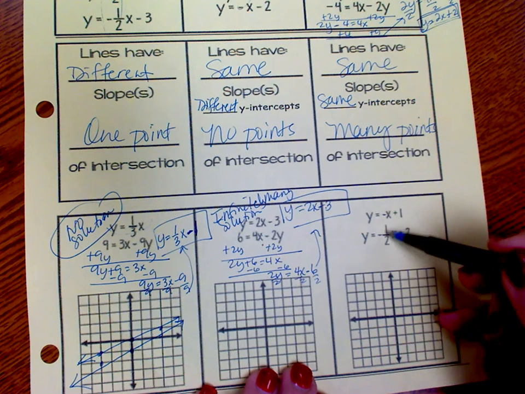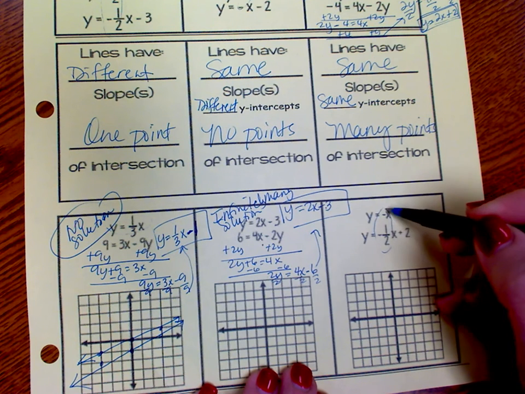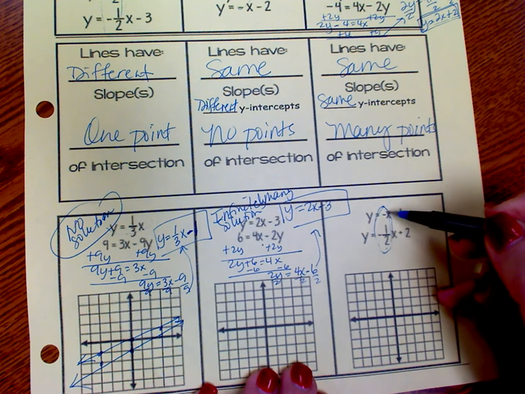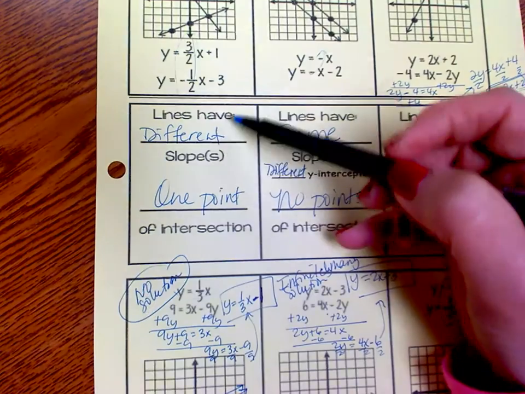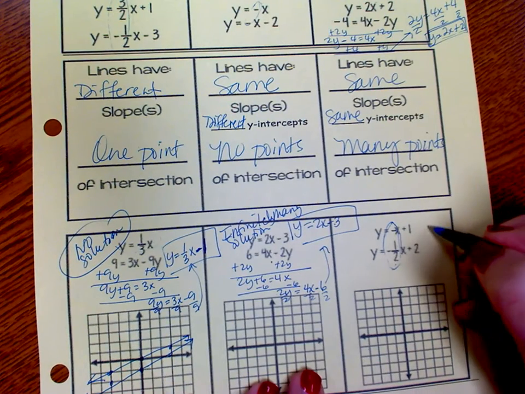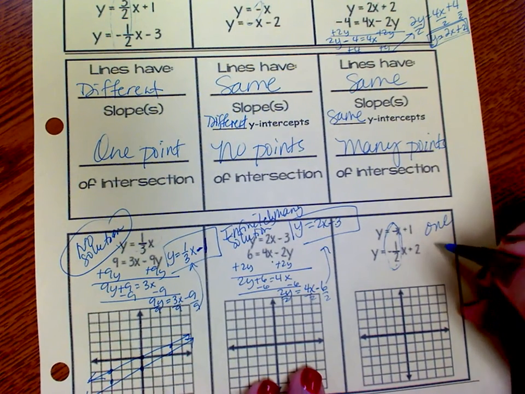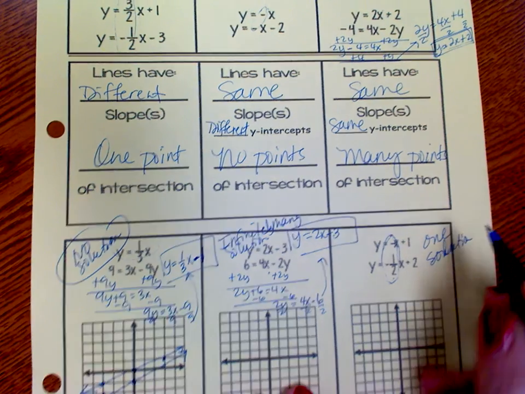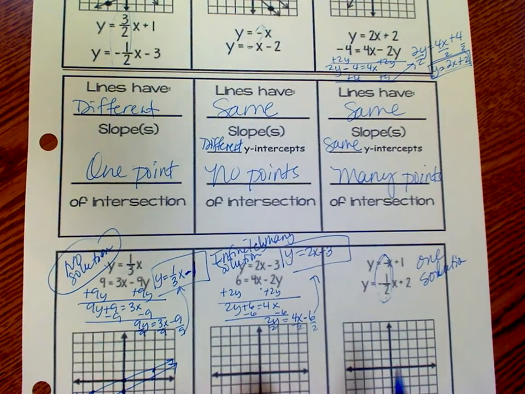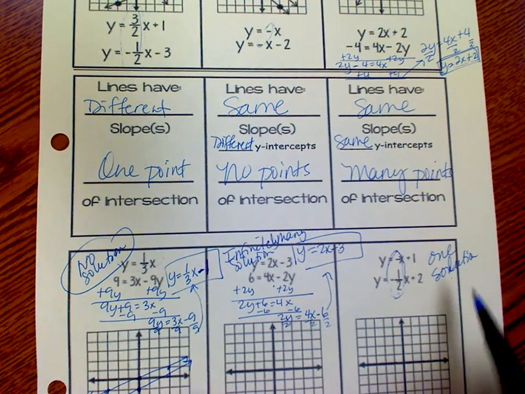Okay, so now looking at both of these, both are in slope-intercept form. And what you want to do, if it's already in slope-intercept form, is just compare the slope. And you have a negative 1 and a negative 1 half. Well, those are different. You have different slopes. So that's going to be one solution. There's going to be only one ordered pair that works. And you can graph both of these to prove it.